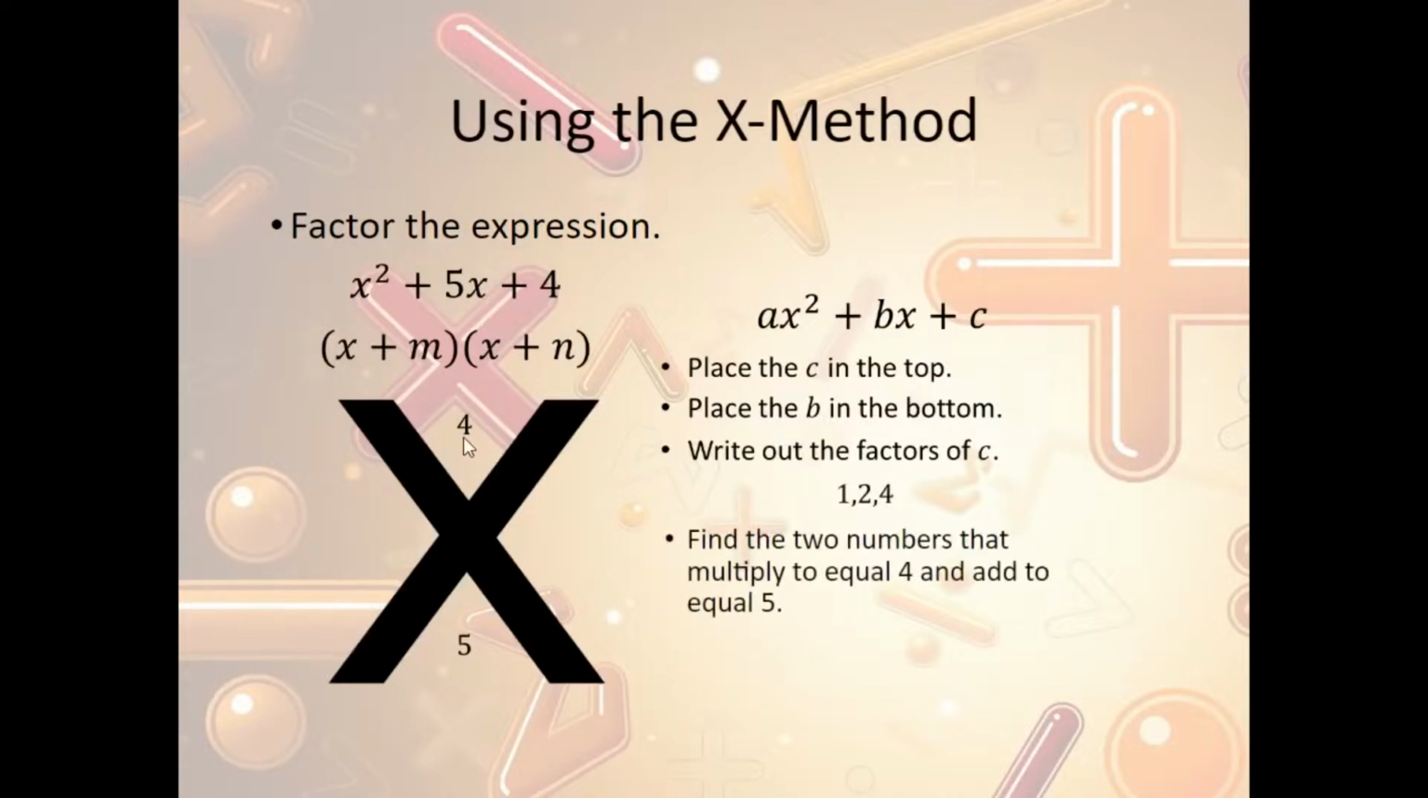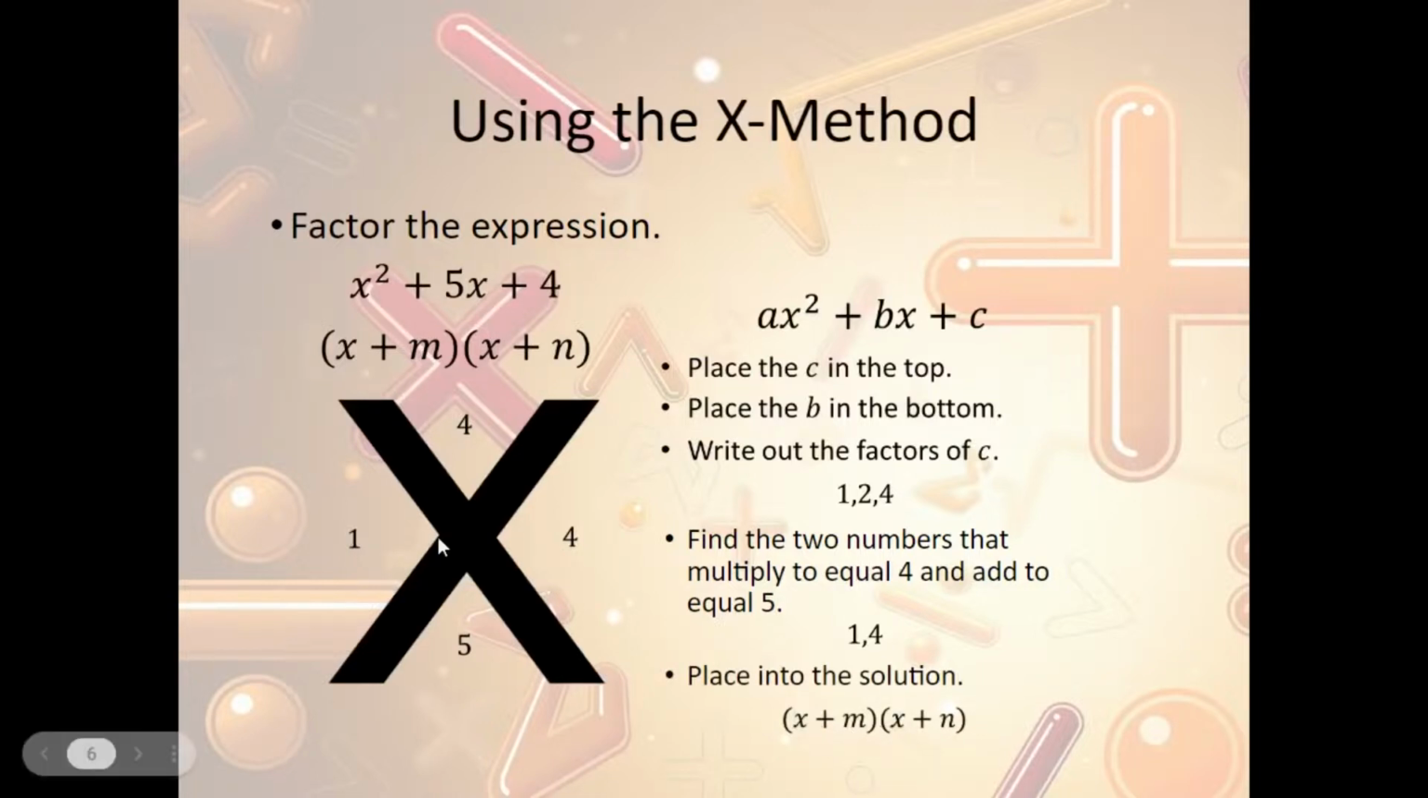Now I need to figure out which two of those numbers are going to multiply to equal 4 and add to equal 5. Well, I have 1 times 4 is 4, and when I add those two together, I also get 5. So I'm going to go ahead and put each of those in each of these sides. It doesn't matter which one goes where, as long as I have 1 and 4 on each side. Then I'm going to place those two values into the solution. So I start with x plus m times x plus n. I'm going to plug 1 in for one of them and 4 in for the other one. So I get x plus 4 times x plus 1. And that would be my solution.